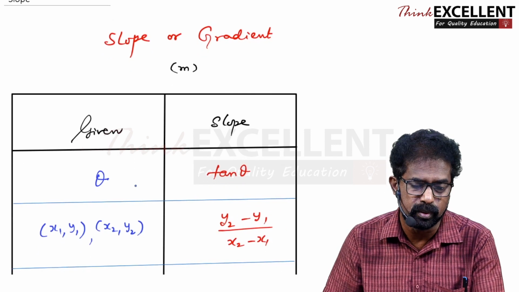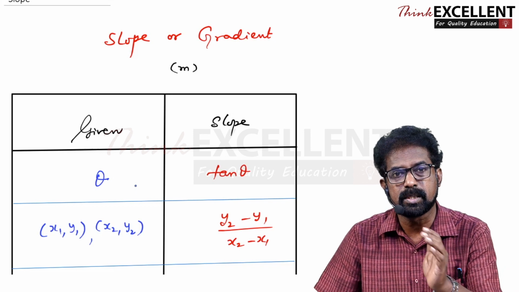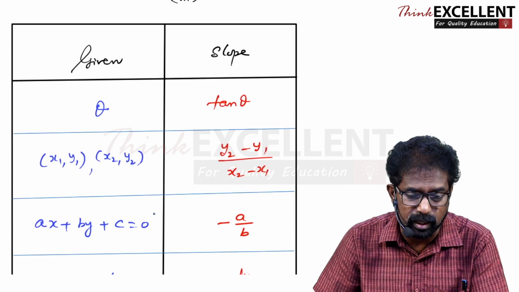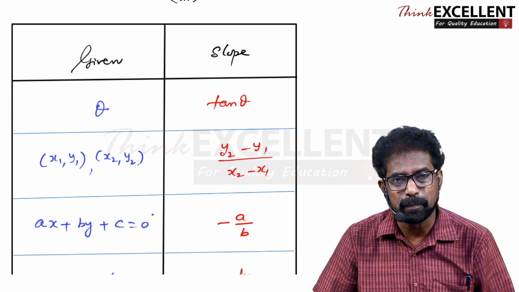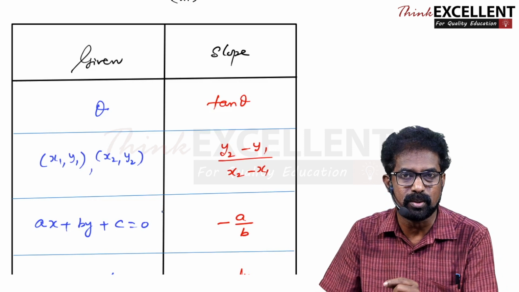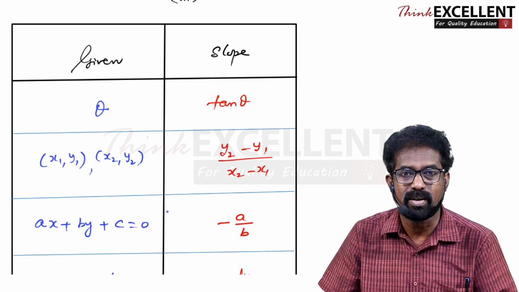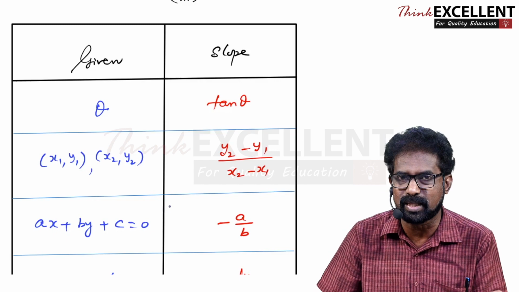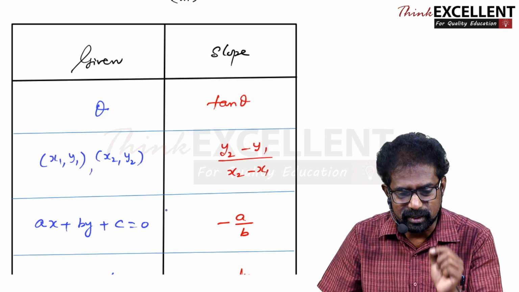That gives the slope. Another one: suppose they give an equation of the line, ax plus by plus c equal to 0. If they give it like that, then the formula for slope is minus a by b, minus coefficient of x by coefficient of y. Don't confuse it with minus b by a. That you study somewhere, right? Alpha plus beta in a quadratic equation, sum of the roots equals minus b by a. Don't confuse with that. Okay, so here, if a line is given, the slope formula is minus a by b.